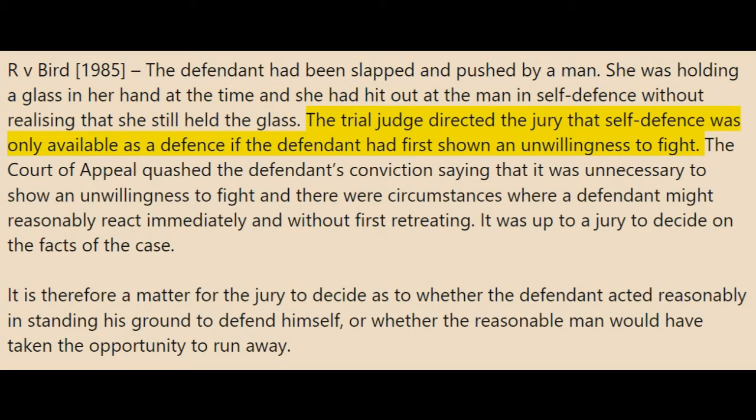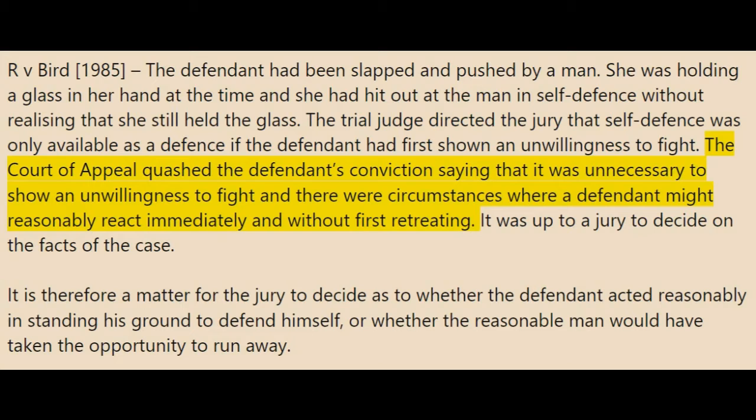The trial judge directed the jury that self-defense was only available as a defense if the defendant had first shown an unwillingness to fight. The Court of Appeal quashed the defendant's conviction, saying that it was unnecessary to show an unwillingness to fight and there were circumstances where a defendant might reasonably react immediately and without first retreating. It was up to a jury to decide on the facts of the case.